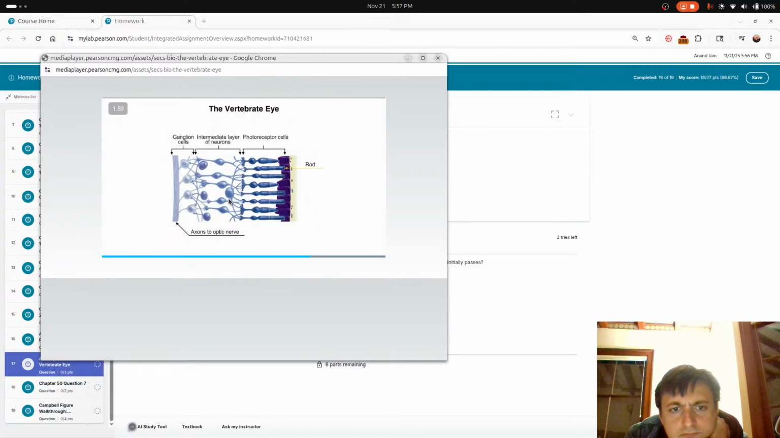The rods and the three types of cones each have different opsins that determine the wavelengths of light that the retinal will best absorb in these cells. Rods are more light-sensitive than cones and are able to work under low-light conditions. Cones respond mainly to bright light and are responsible for color vision.